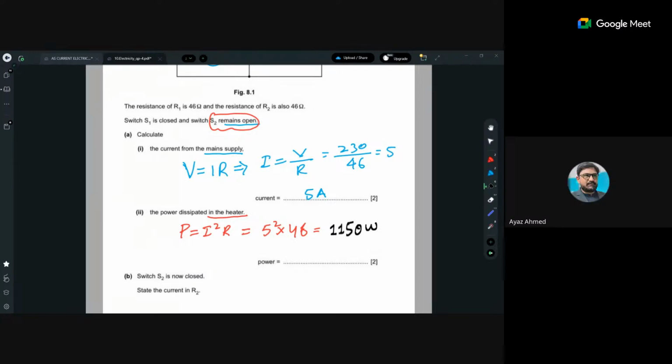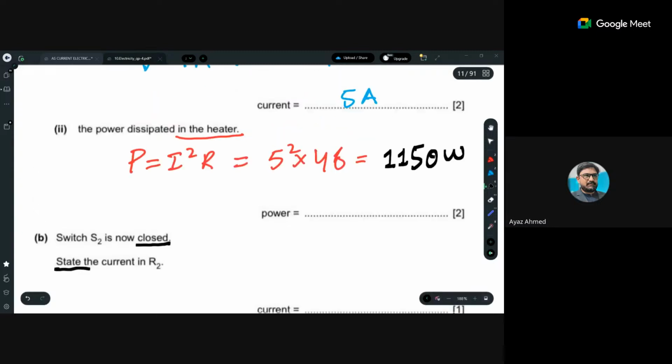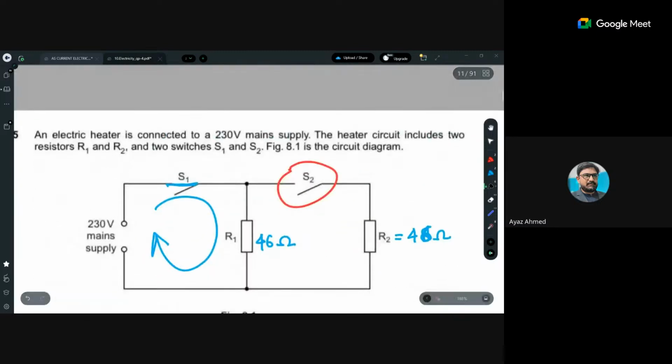Now switch S2 is closed. State the current in R2. It is just state. S2 is now closed. The one that we found, same current, exactly, because the battery is supplying 230 V to this one. So the current here is how much? It was 5 ampere, so current here would also be 5 ampere. Got it? Yes, sir.